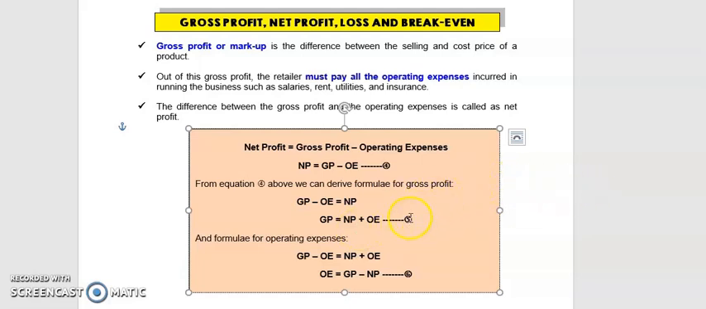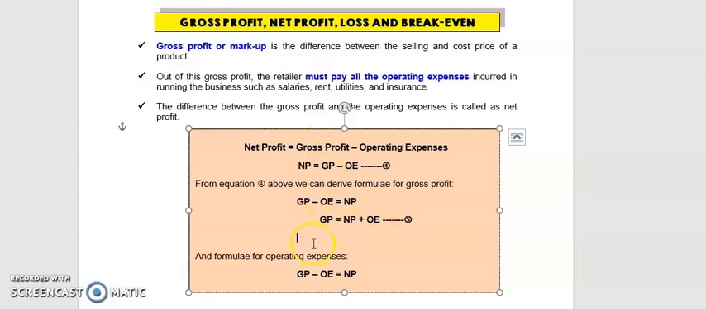Now let's say we want the formula for operating expenses. This part is also the same, you delete this part. So GP minus OE equals NP, so OE equals GP minus NP. Note here that OE is negative. If you are confused by this part, you can start from this formula, because here OE is positive. I show an example here.